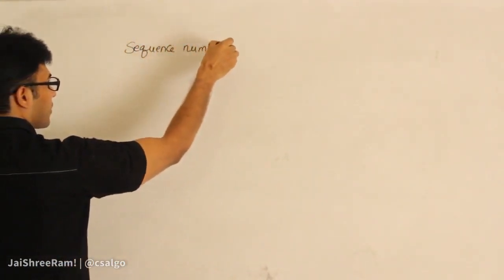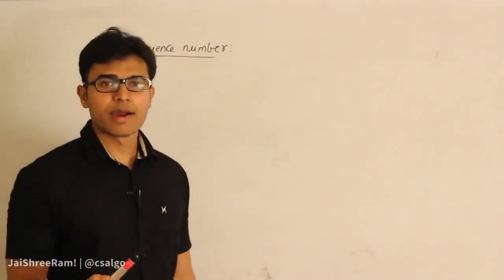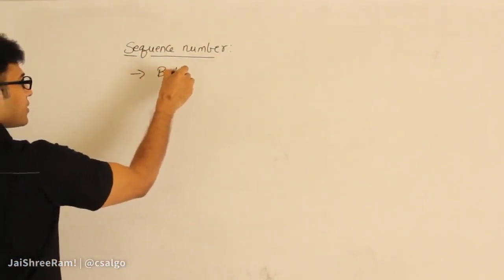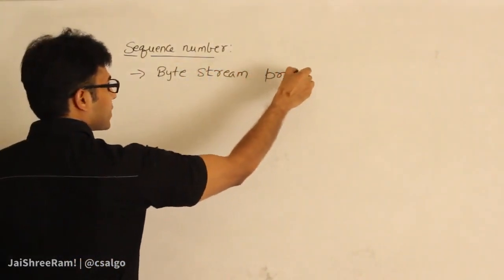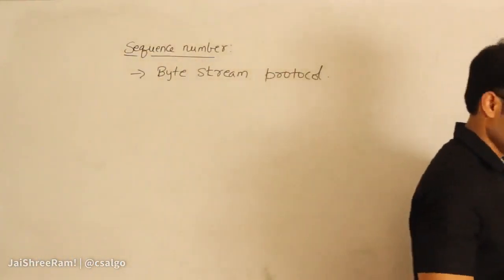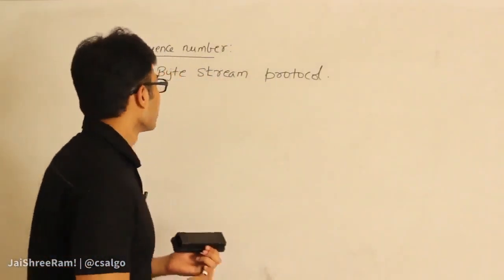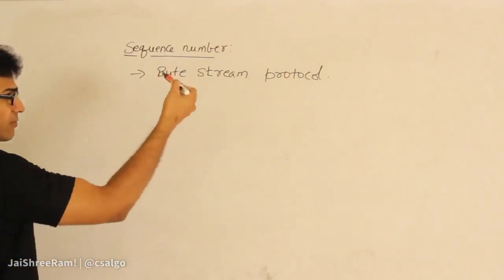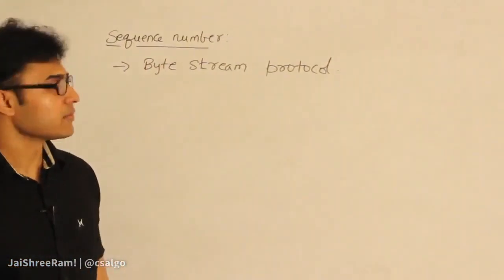Sequence number, right? So what is sequence number? In TCP, TCP is a byte stream protocol. Maybe note this point: TCP is a byte stream protocol. So what is a byte stream protocol? Every byte that is being sent out is actually counted. So counting every byte is called byte stream. Whatever byte comes from the application layer to the transport layer, we are going to put a number on that. That is called byte stream, right?